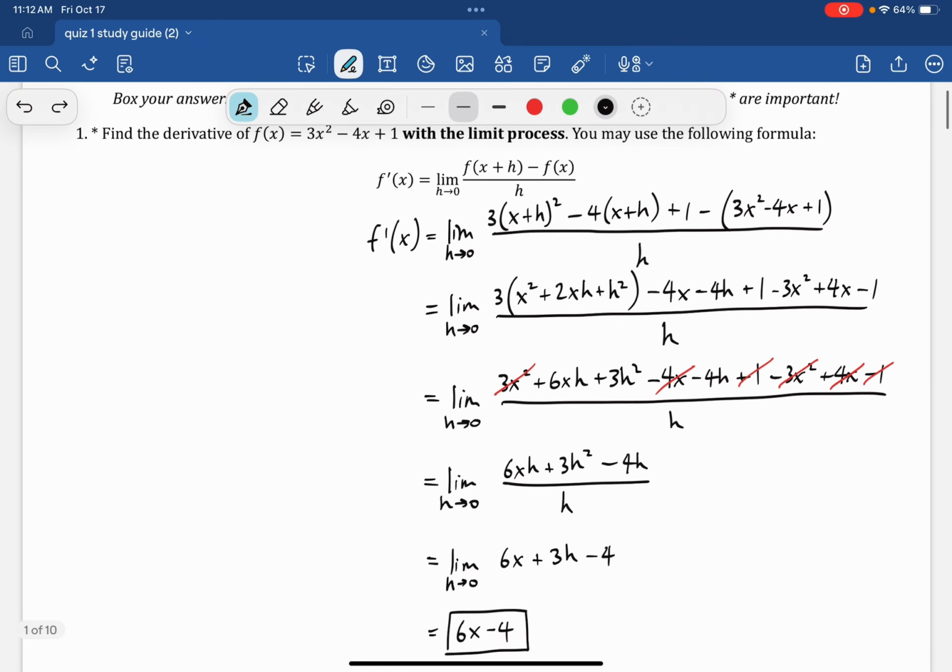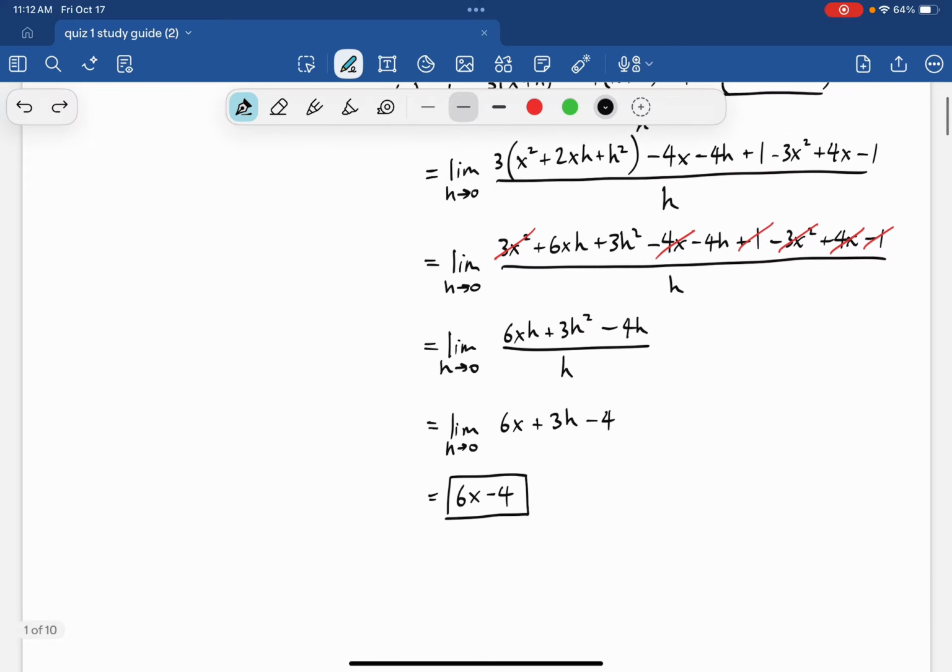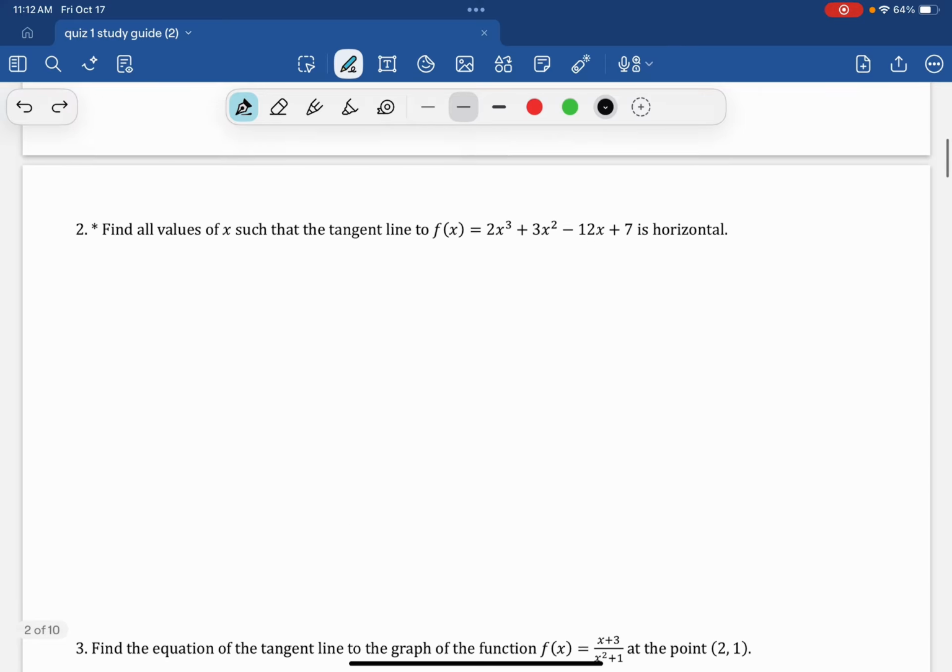And obviously, you can always go back and use the easier power rule to just check that your answer is right. Let's go to the next question.